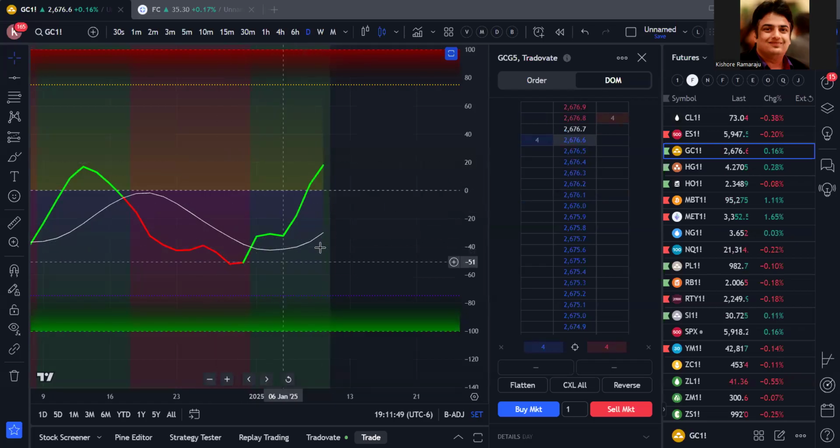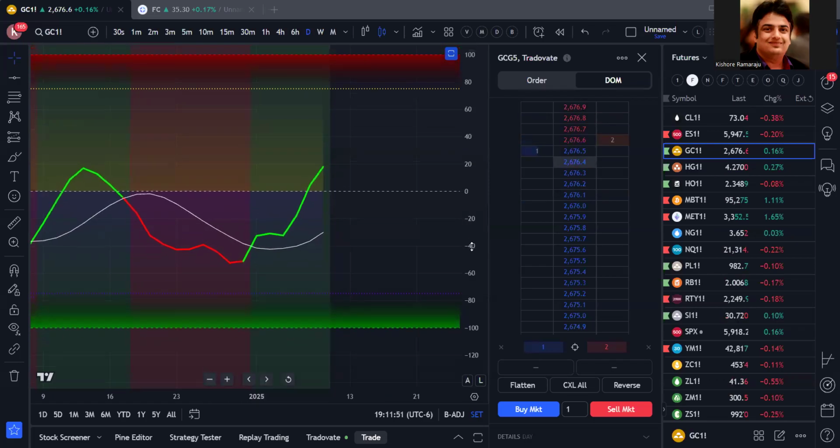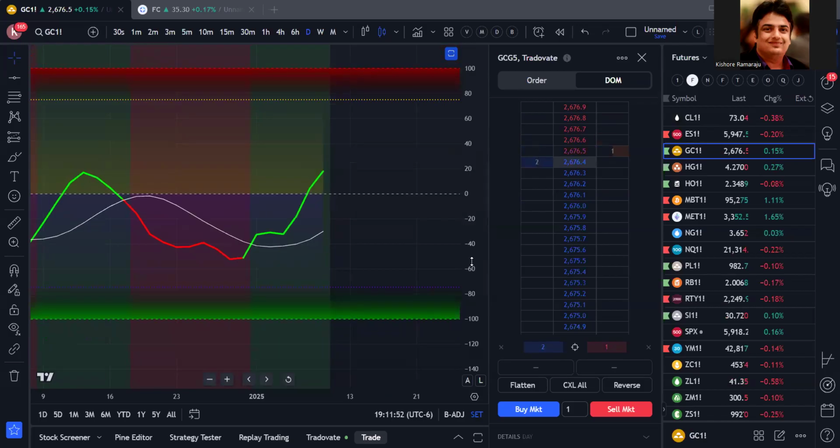So by looking at this diagram, what do you think? Do you think buyers are in control or sellers are in control? You can post in the window. But yes, you type it so that you remember it. So by seeing this, it is very easy to understand that buyers are in control in a higher time frame.